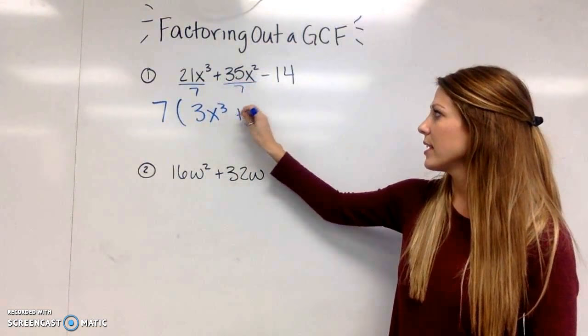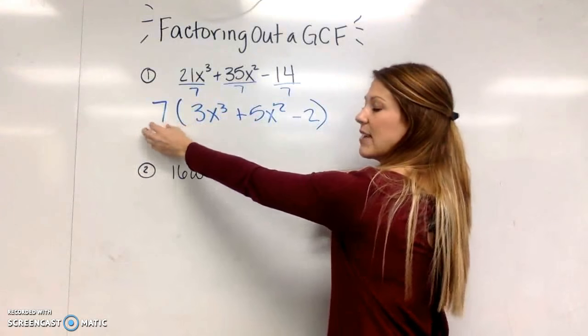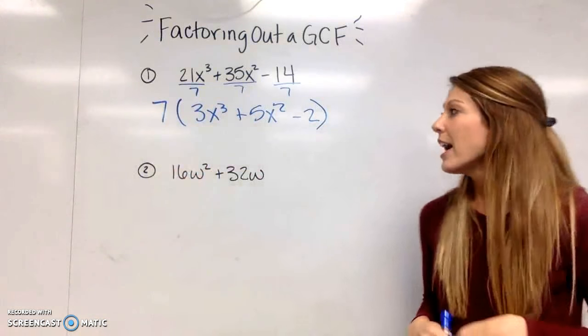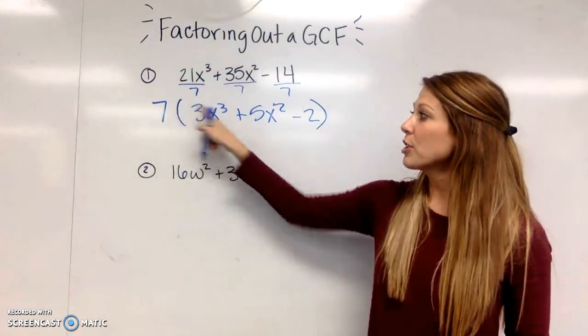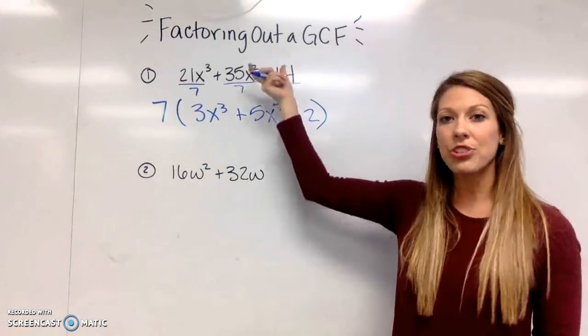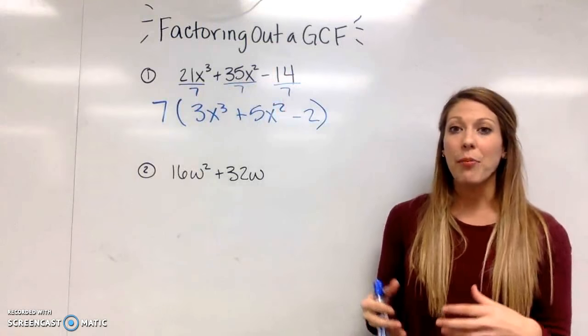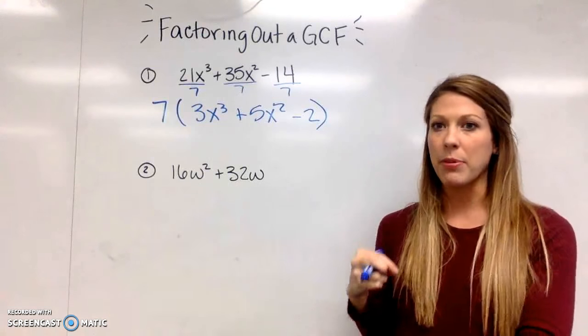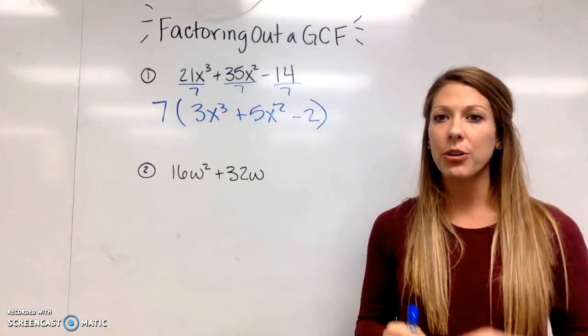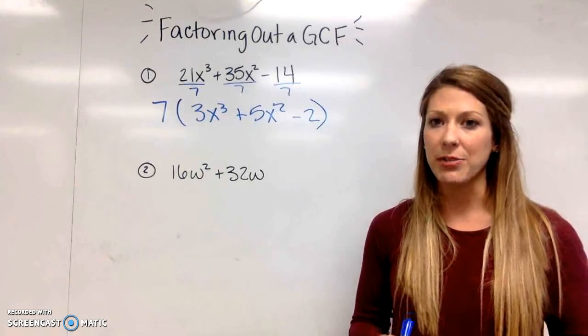So now you can see I've got a set of parentheses, and I've got my 7 factored out over here. If you were to distribute the 7, you will end up with what we started with originally. So we really are just doing the distributive property backwards here. And you can always check your work by using the distributive property at the very end.